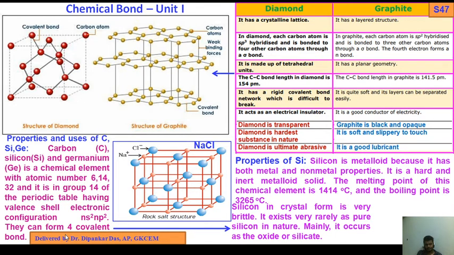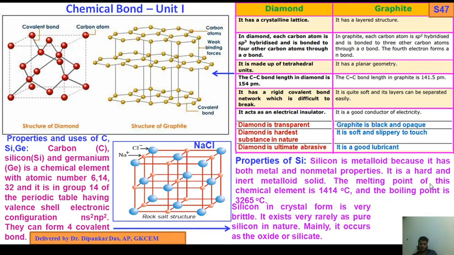Okay. Now come to silicon. Properties of silicon. Silicon is a metalloid because it has both metal and non-metal properties. It is a hard and inert metalloid solid.